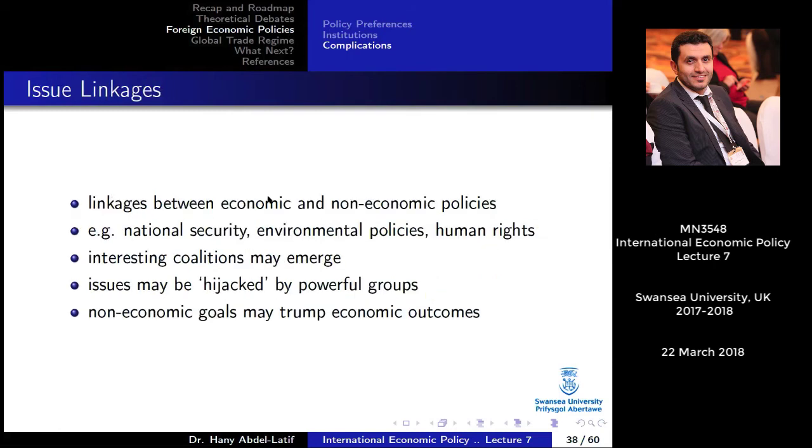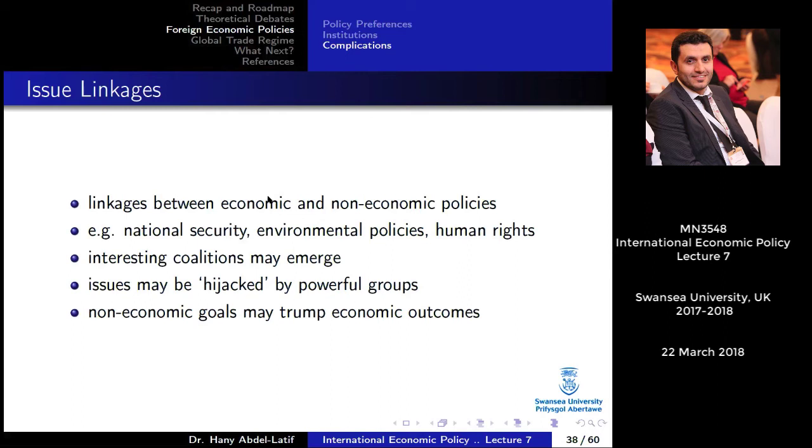So there are other issues linked to economic policy as well, and I think national security is on top of these issues. Sometimes you may make choices that economically don't sound reasonable, but because of national security, it comes on top of your agenda. So as a government or policymaker, you make choices that don't sound like really good choices, but for other reasons, you may be taking this route.